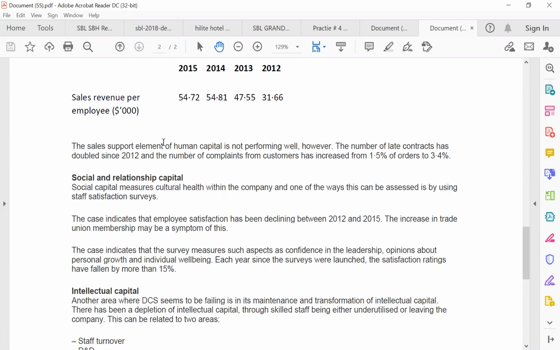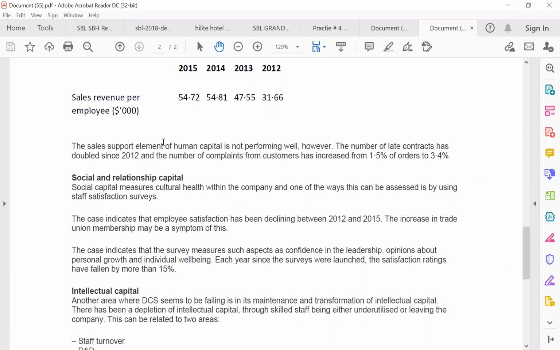Then we have got social and relationship capital. Social capital measures cultural health within the company, and one of the ways this can be assessed is by using a staff satisfaction survey. Because now the question arises, sir, why have you chosen this model? Why not PESTLE analysis? Because I was getting information about this model. That is the reason that I've chosen this model.